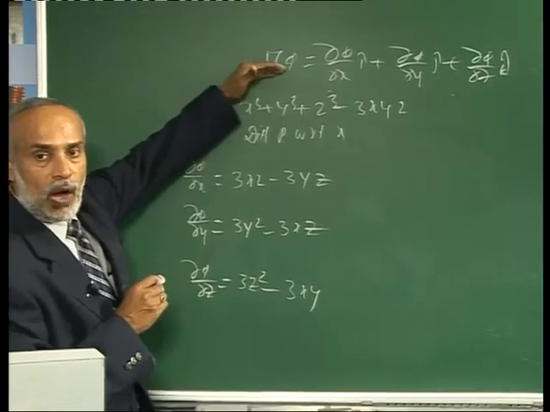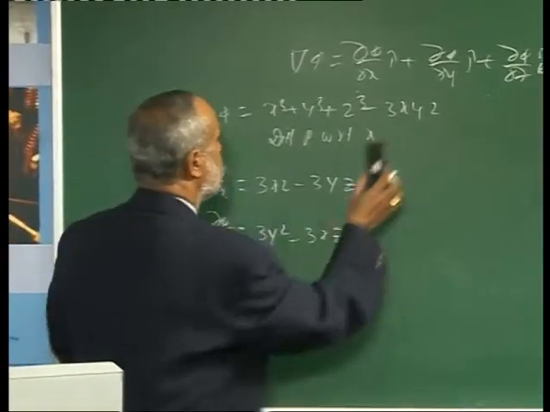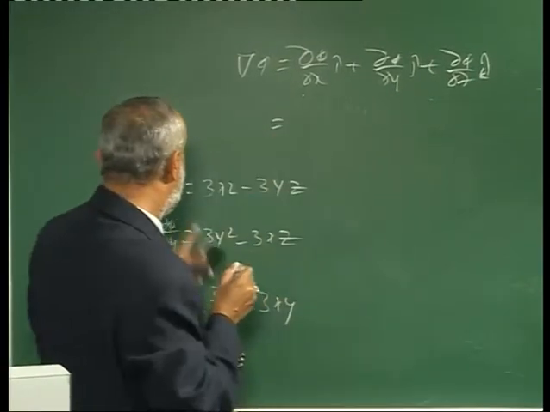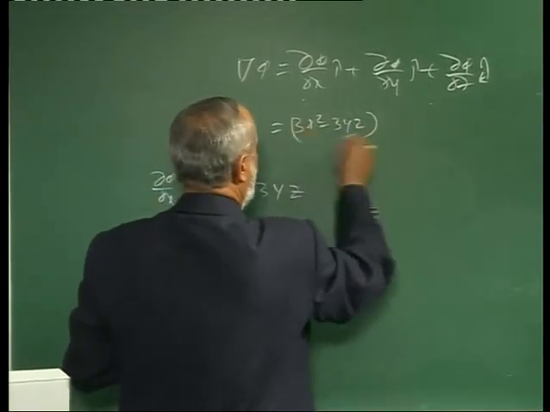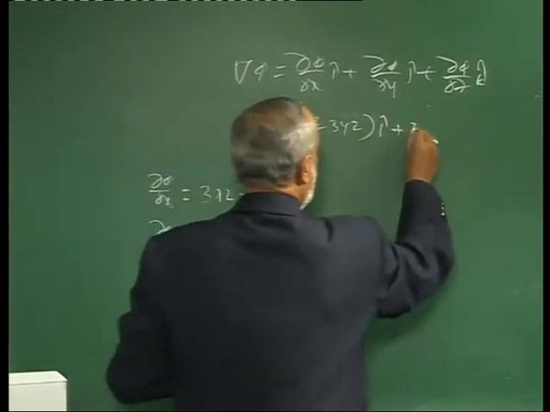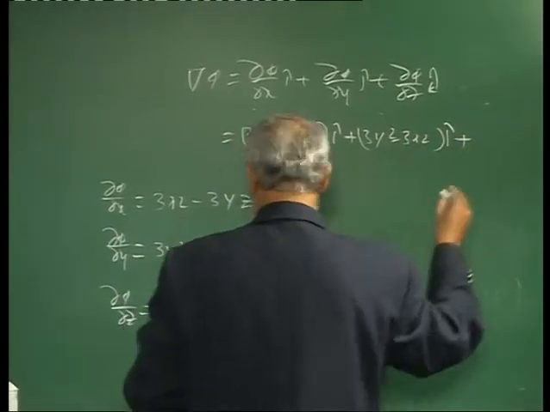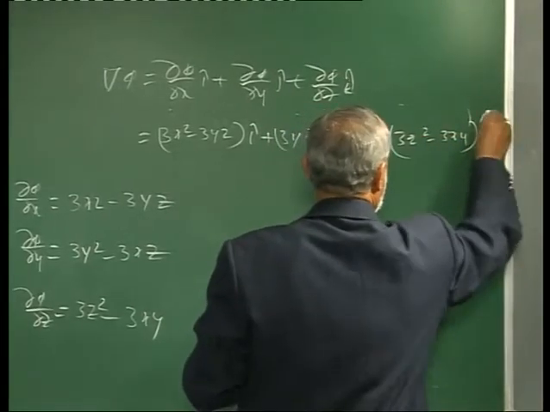Now we can substitute in the formula. Then what do you get? Gradient of phi equals dou phi by dou x value is 3x squared minus 3yz into i cap plus 3y squared minus 3xz into j cap plus 3z square minus 3xy into k cap.